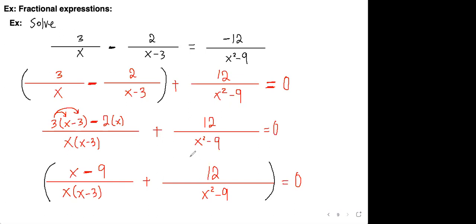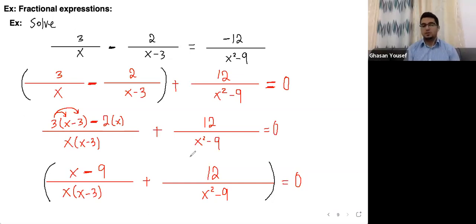So if you notice, the denominator of the first fraction, x times x minus 3, is simply x squared minus 3x. And if you multiply to get the same denominator with x squared minus 9, you can add both expressions on the top with the bottom, and then solve. So my goal right now is to make the denominators equal.